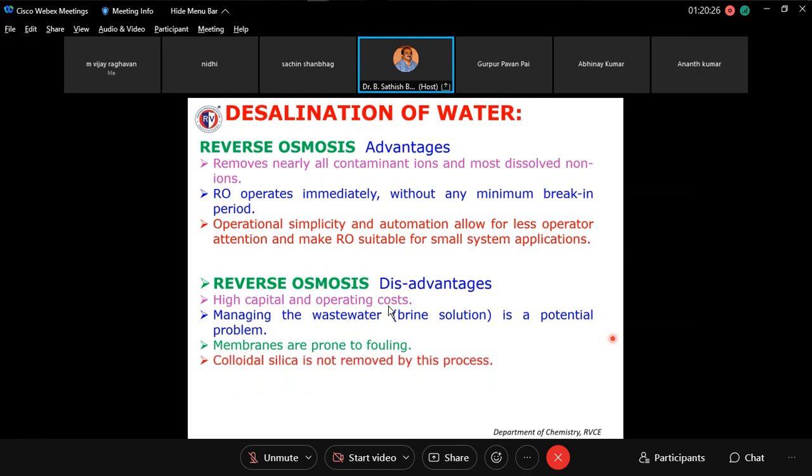And colloidal silica is not removed by this process. This colloidal silica is very small, having a very small particle size. So that cannot be removed by this desalination process.